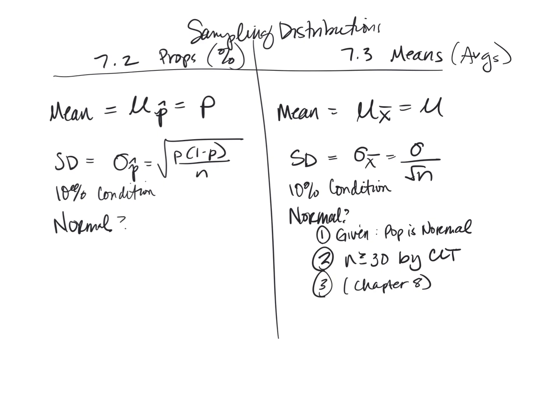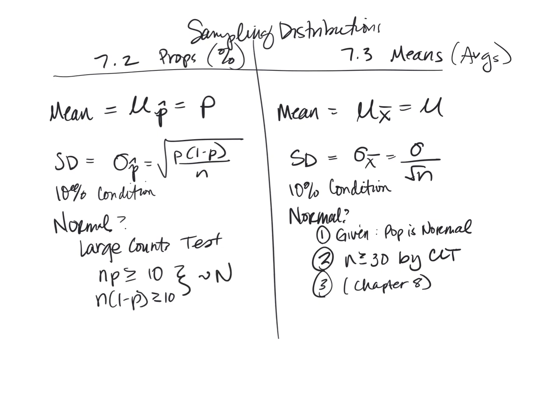All right. And then how do we know if it's normal in its percentages? What was that test? Good. Large counts test. You can only use this with a percentage question. And if you remember, this was n times p is greater than or equal to 10, and n times 1 minus p greater than or equal to 10. If it passes, then it's approximately normal. Both of them pass.